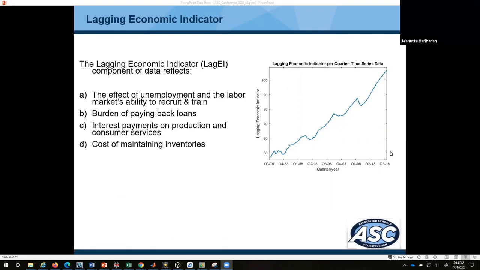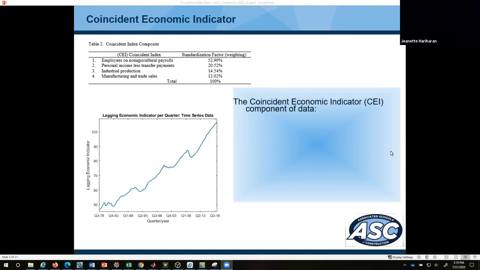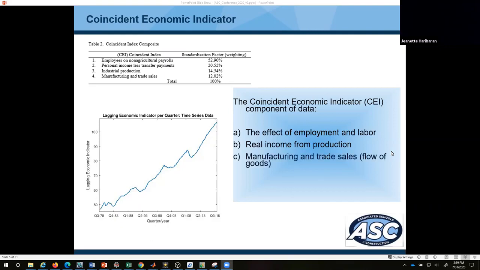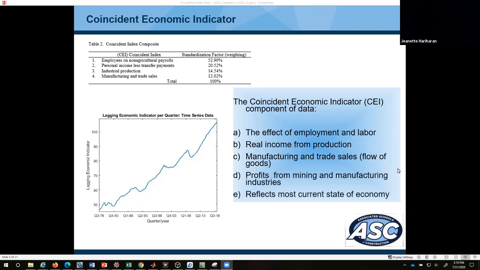The coincident economic indicator was the third independent variable that we used to construct our model. It mostly relies on non-agricultural payrolls, the industrial and manufacturing market, the effects of employment and labor, real income from production and manufacturing, trade sales, flow of goods, profits from mining and manufacturing, and it reflects the most current state of the economy.